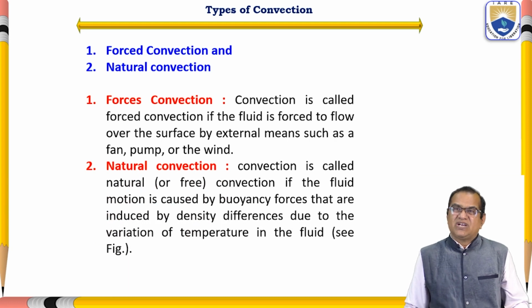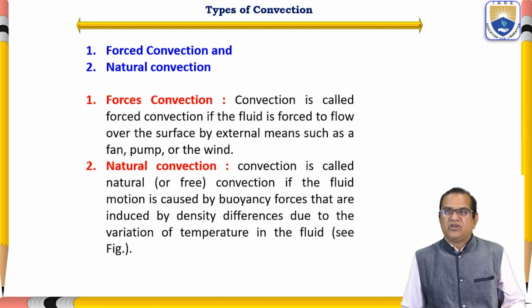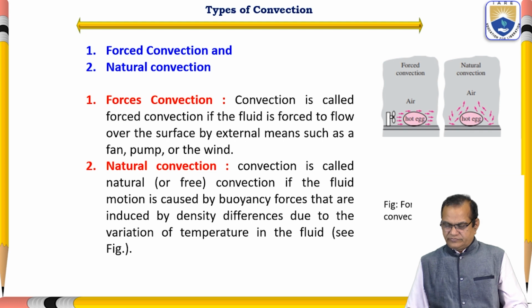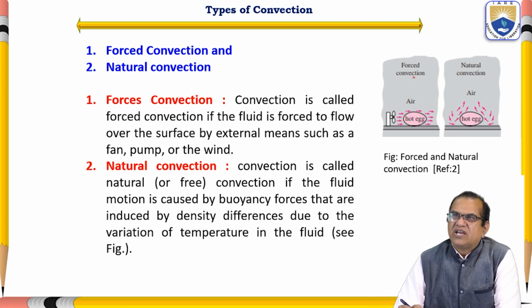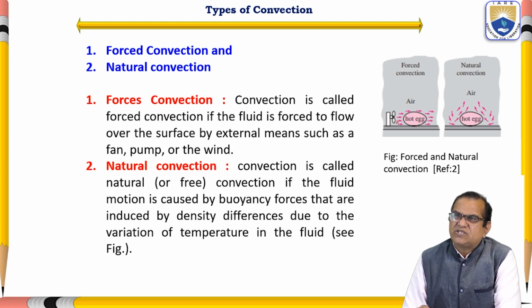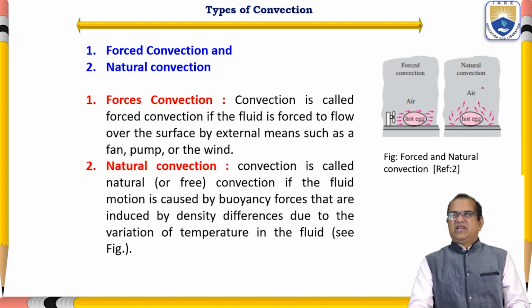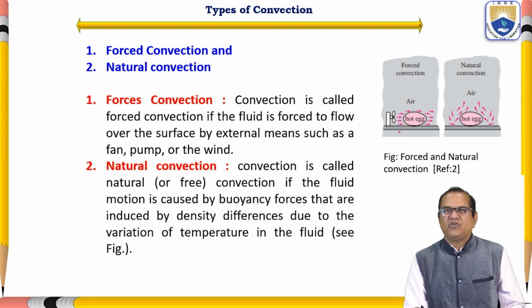Another is called natural convection. Convection is called natural or free convection if the fluid motion is caused by buoyancy forces that are induced by density difference due to the variation of the temperature in the fluid. So this you can see here. Here it is forced convection. One hot egg is here and you are putting a small fan. This fan is making it cool. But if you are putting a hot egg and slowly it is cooling down, it is natural convection, and here is the forced convection as shown in this diagram.